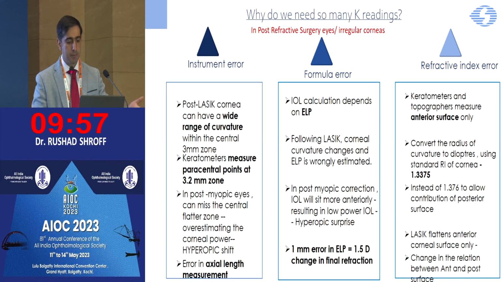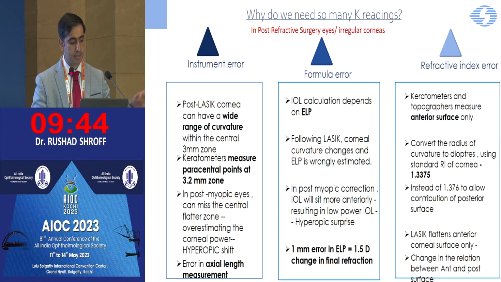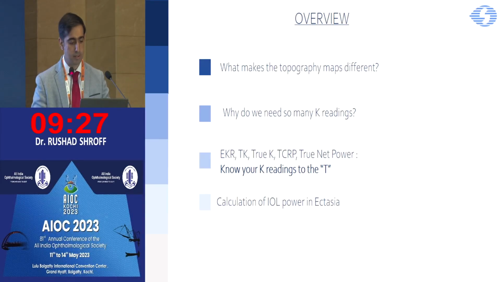The reason why we need so many K readings is because of these eyes which are not following Gullstrand's law. So you have post-LASIK corneas which can have a wide range of curvature within the central 3 mm zone. You can have post-myopic eyes that can miss the central flatter zone and tend to overestimate the corneal power. You can have errors in ELP, as Dr. Matthew elucidated earlier. And keratometers and topographers measure only the anterior surface, and this changes after you've had a refractive surgery, as Tushar had mentioned earlier.